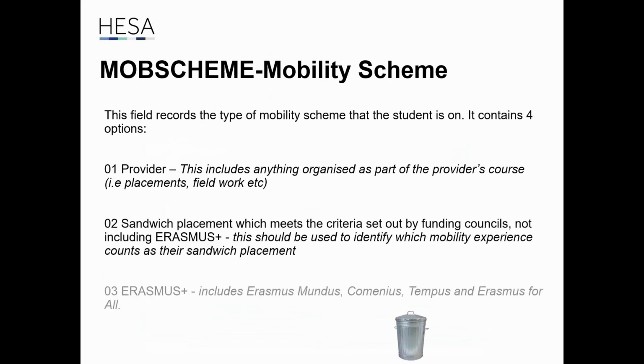Mobility scheme records the type of mobility scheme that the student is on. So we've got 4 valid entries here. You've got provider-led, so anything that's organised or endorsed as part of a provider's course, so placements, field work, etc. We've got a sandwich placement, which meets the criteria set out by funding councils, not including Erasmus Plus. We've got Erasmus Plus, and you've also got other schemes. So the main ones are JYA schemes, plus any remainders. The bin is there to symbolise any other code, any other potential schemes which don't fit into the above categories would all be piled into there.